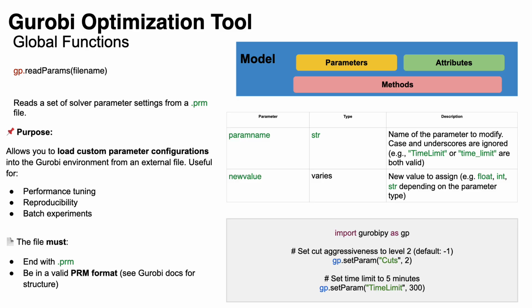This is an incredibly efficient way to handle performance tuning. If you've spent hours finding the perfect algorithmic settings for a specific type of problem, you can save them to a PRM file and simply read them into any new environment. This ensures reproducibility in your experiments and makes it much easier to manage batch runs where you need to test the same model under various solver configurations. Just remember, the file must follow the standard Gurobi parameter format to be recognized correctly.